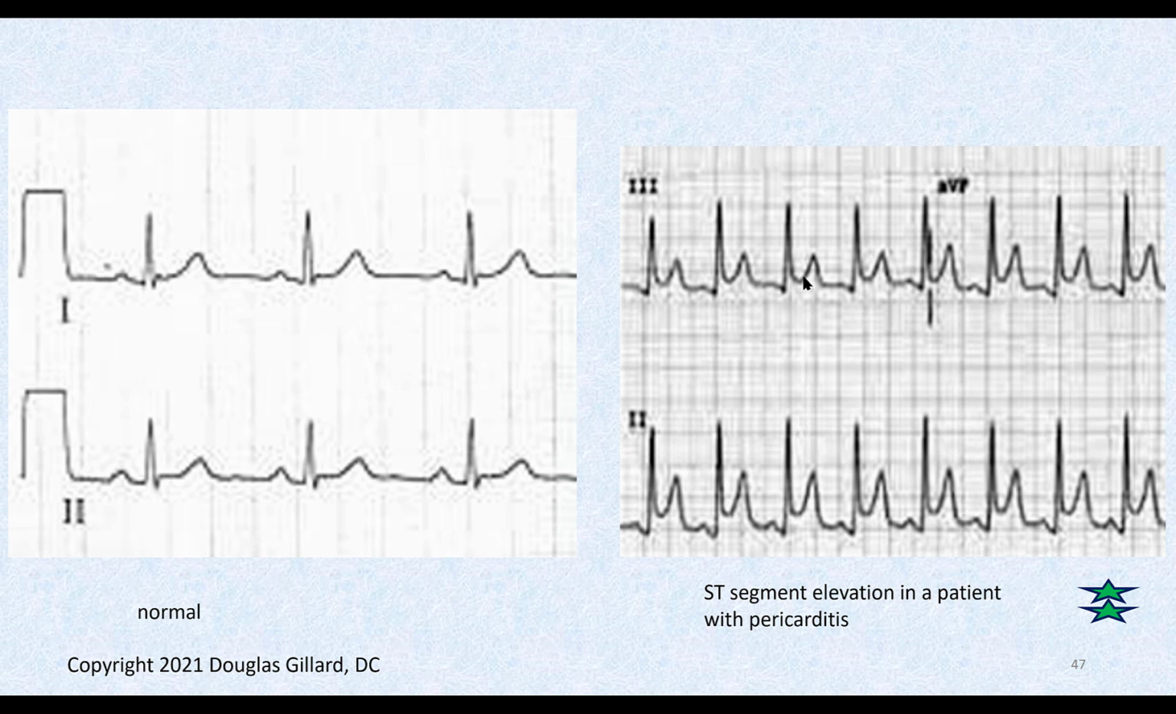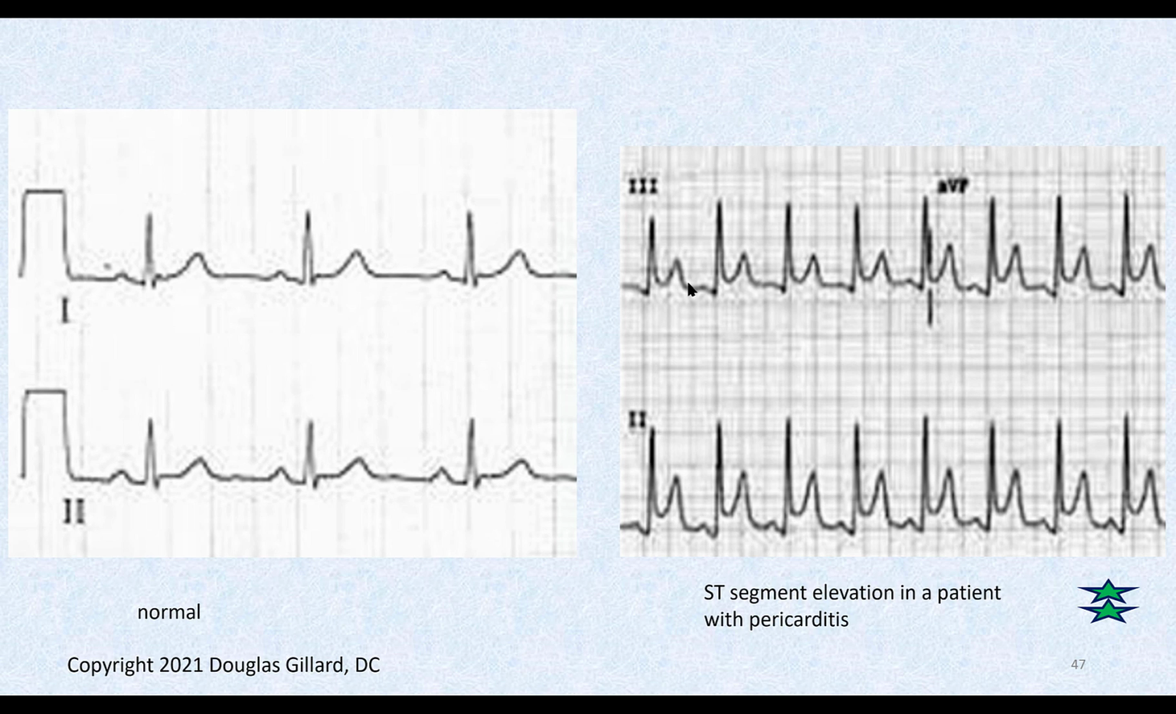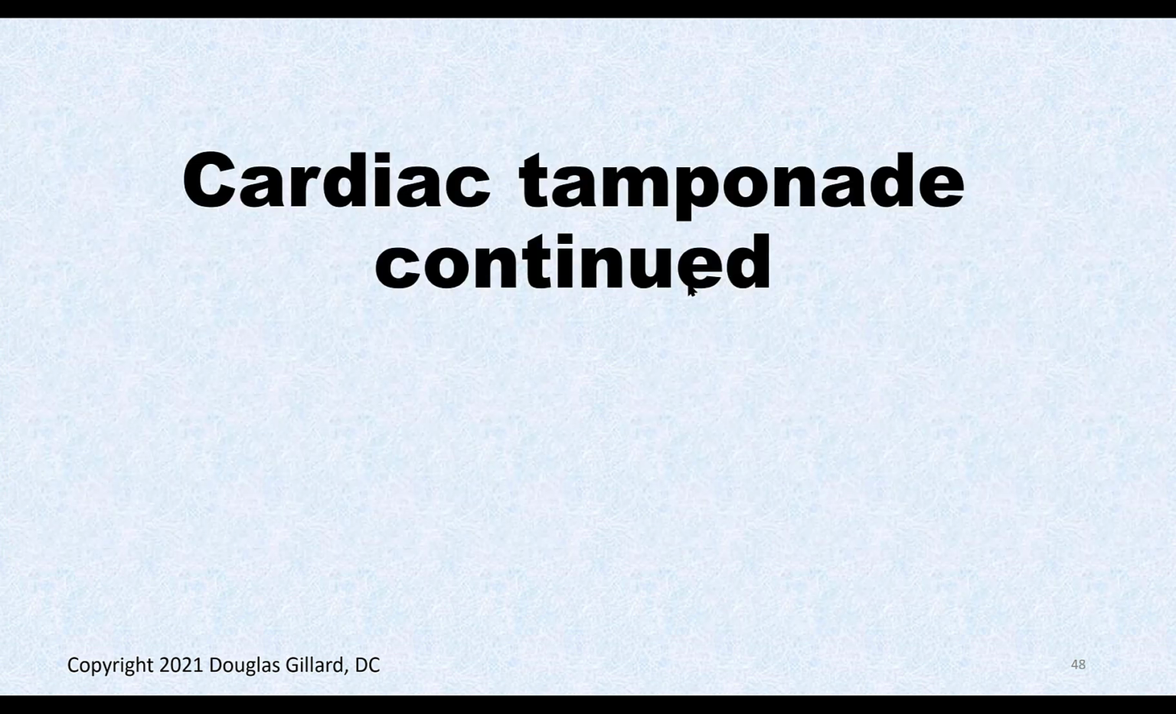Here's someone, they could be having a STEMI myocardial infarction here. You can see the ST segment is quite elevated. It didn't come back to the isoelectric line. This happened to be a patient with pericarditis, so the ST segment elevation can be seen in both, so you can't rely on that to tell them apart. In fact, ECG is 90% abnormal with that ST segment elevation in people with pericarditis, so very weird. It messes up the electrical signal.